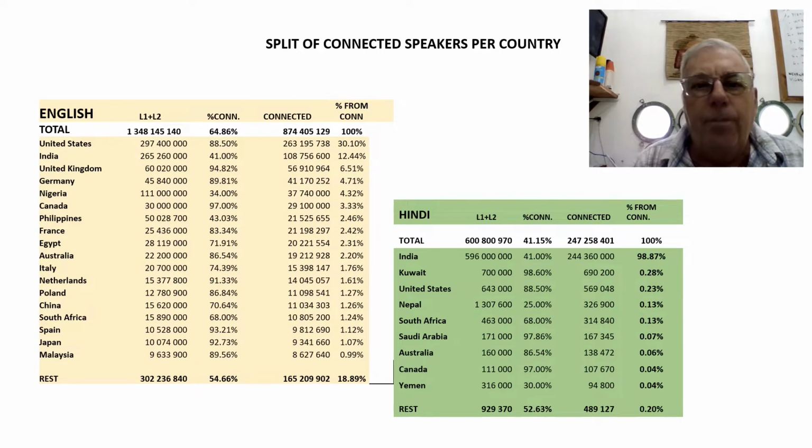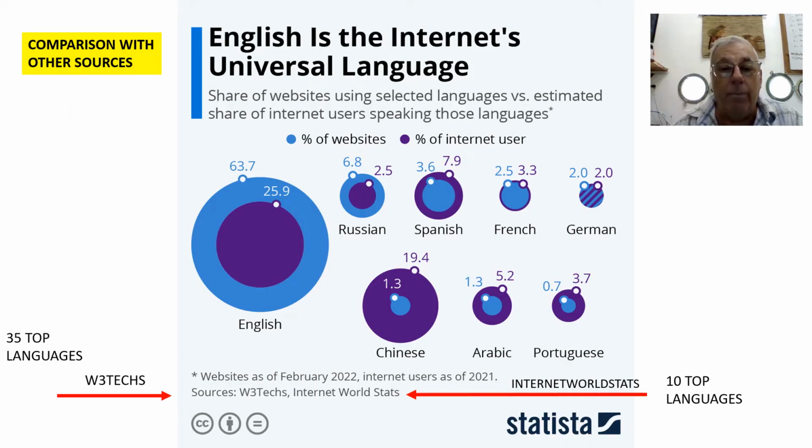At the same time, we were publishing our results for version 3 of our model, Statista, a commercial aggregator of statistics, made a strong statement that English is the internet's universal language, data supported by two sources, W3Techs and Internet World Stats. Please pay attention to the two sources, which is a very important data. I will play with that afterward.